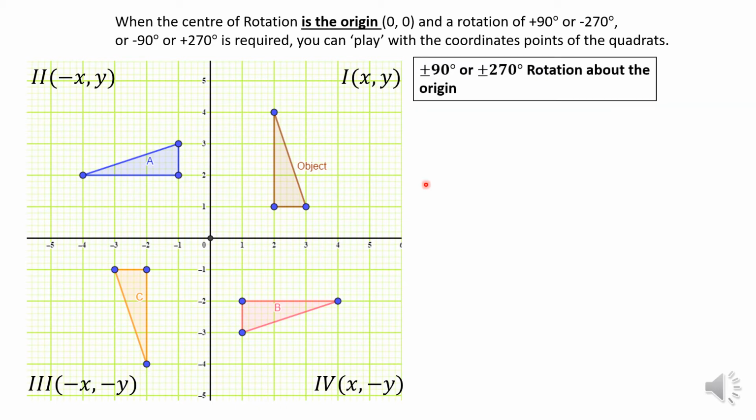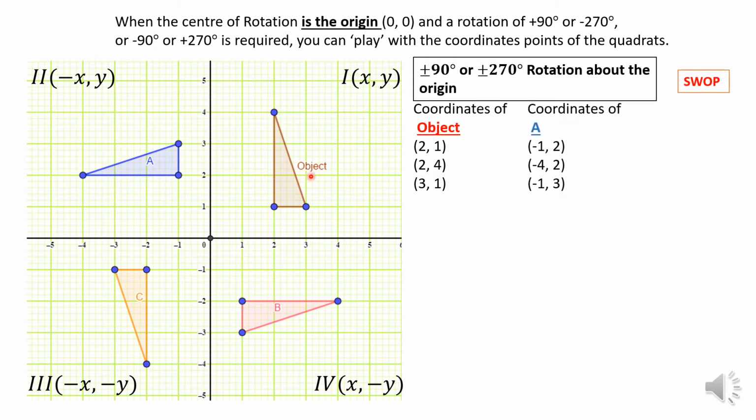Right, so let's talk about 90 degrees clockwise or anti-clockwise, or 270 degrees clockwise or anti-clockwise rotation. Let's take this particular triangle here that I have said is the object. Let's write down the coordinate points for that particular triangle. So you see that I have the point 2, 1, I have the point 2, 4, and I have the point 3, 1. So if I was to now describe a rotation of 90 degrees, for it to be here at A, I just swap the coordinates around. You understand what I'm saying here?